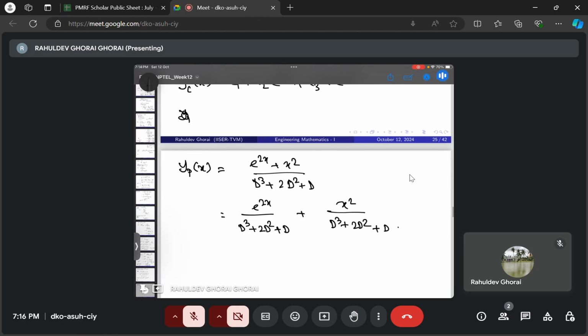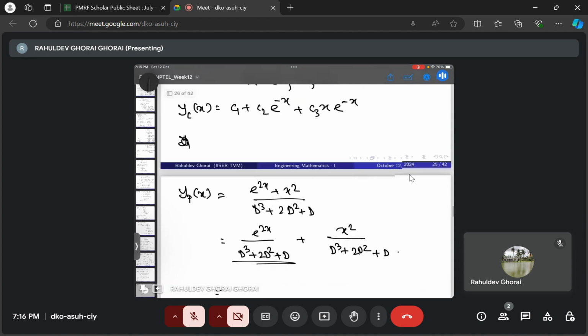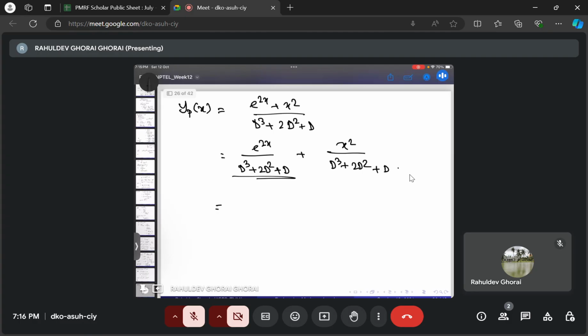What does this give? See this rule you know: e to the power ax over f(D), you can write as e to the power ax over f(a), if f(a) is not equal to 0. So you can see the roots of this equation are 0, minus 1 and minus 1. So 2 cannot be a root. So if you replace D by 2, then it will be non-zero.